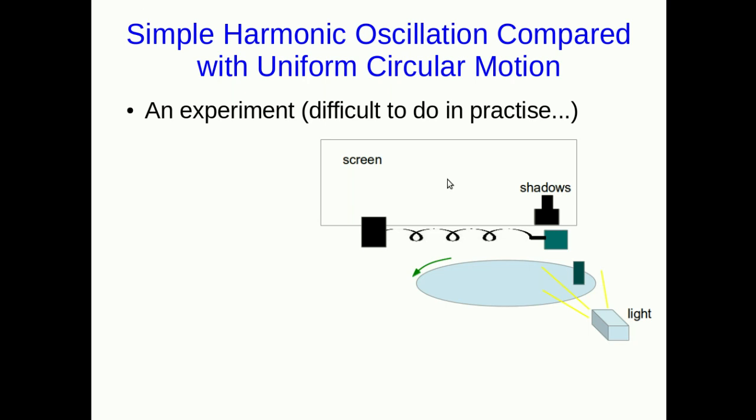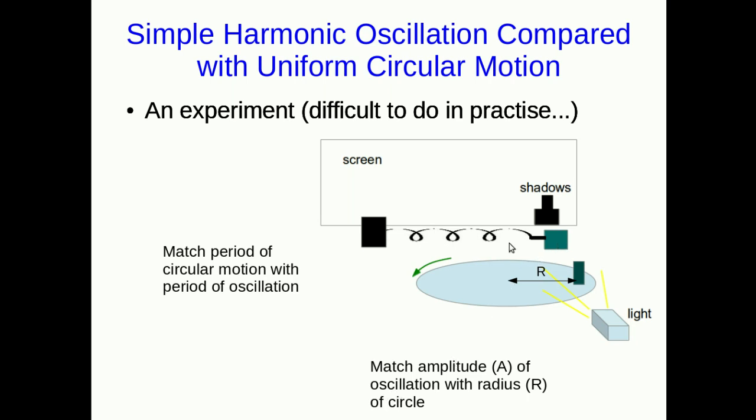You have a mass on a spring. So this is our simple harmonic oscillator. And you have an object on, say, a turntable or some other way of making something go in a circle. And you arrange it so that the period of this thing going around the circle is the same as the period of your simple harmonic oscillator. So that's one of the difficulties of the experiment. That takes some arranging. You also need to match the amplitude of the oscillation to the radius of the circle, and what's more, you need to get the equilibrium position of your oscillation lined up with the middle of the circle. And then you shine a light, and you're going to look at the shadows.